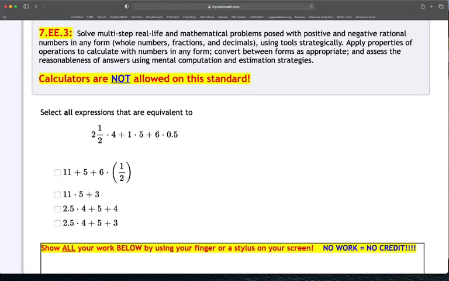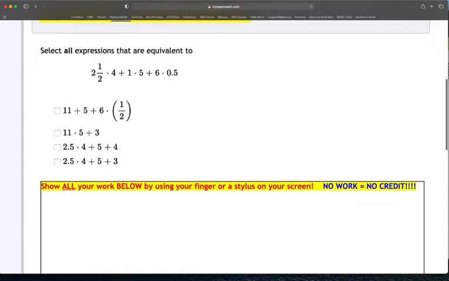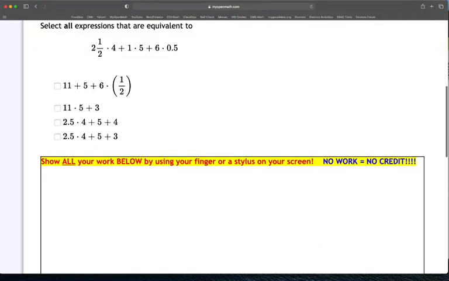In the standard 7.EE.3, one of the things that we are required to do is to apply properties of operations to calculate numbers in any form. And that's exactly what we are doing in this particular problem. In this standard, we are not allowed to use a calculator. So let's start by writing the original expression right here down in our work area.